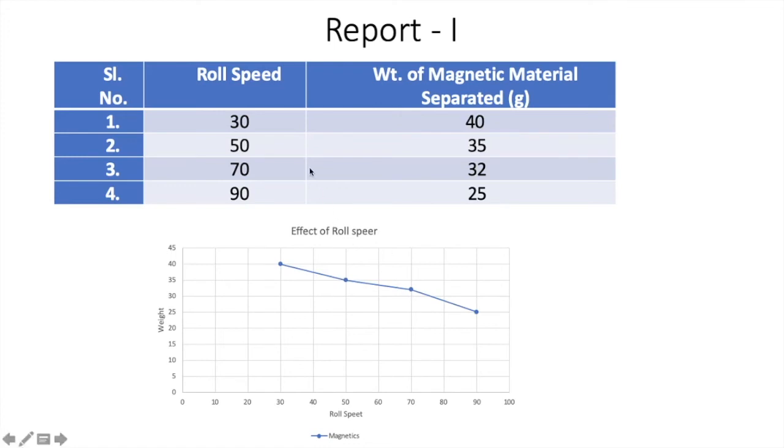For different values of roll speed, we have obtained different weights of magnetic material in the magnetic fraction. As the roll speed increases, we can observe that the weight of the magnetic material that is separated goes on decreasing. Why does that happen? Because from the basics of magnetic separation, we know that we need to see the force balance.